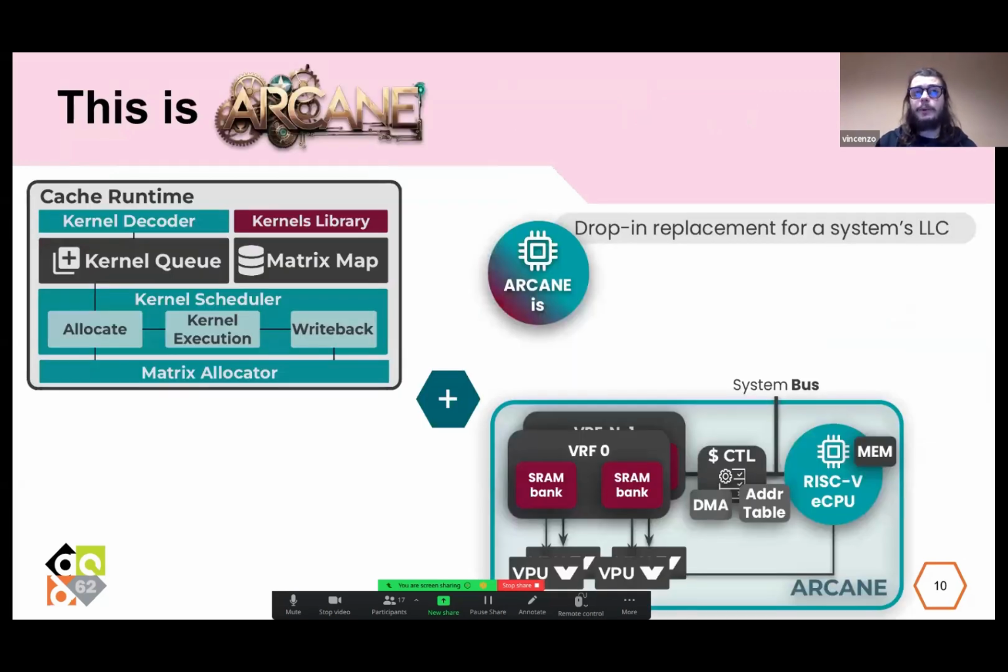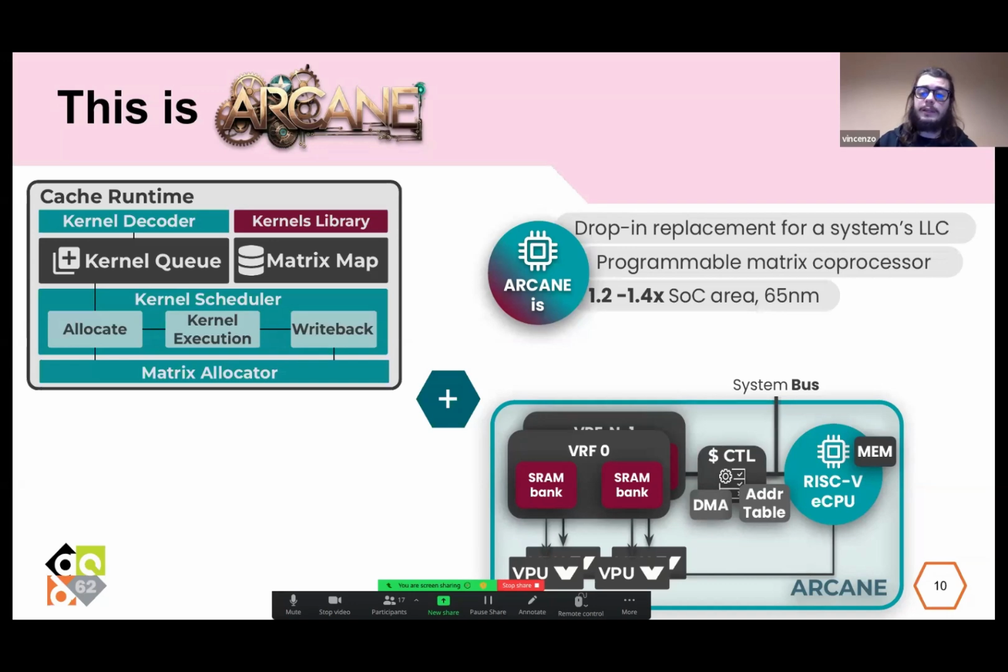I want to summarize now what we have seen, because it was a lot of information. I presented Arcane, which is basically a replacement for a system last level cache that comes with matrix coprocessor capability. It increases the area in a 65 nanometer technology between 20% and 40%, depending on the number of vector units you want to stick inside the data cache. By paying this small overhead in area, you get on average 30 times faster speedups than using a traditional system with a standard CPU.